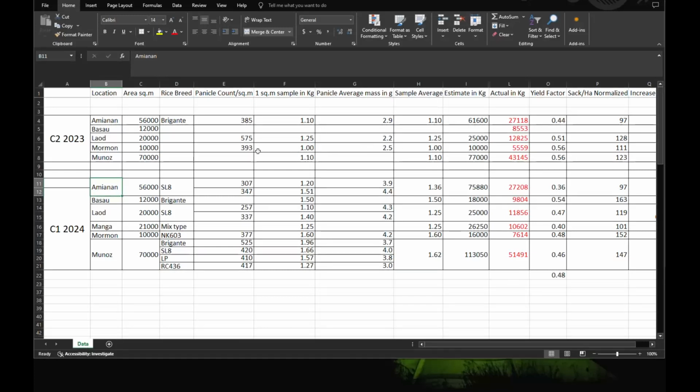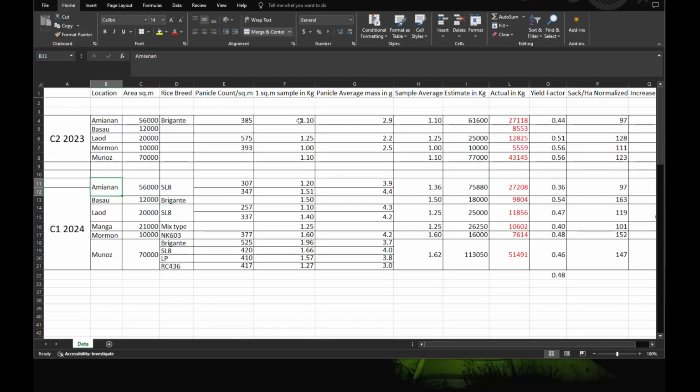So these are the area in square meter. Amyanan, which is north of the house, is 56,000 square meter, and I have this data. So per square meter, I was getting 1.1 kilos.